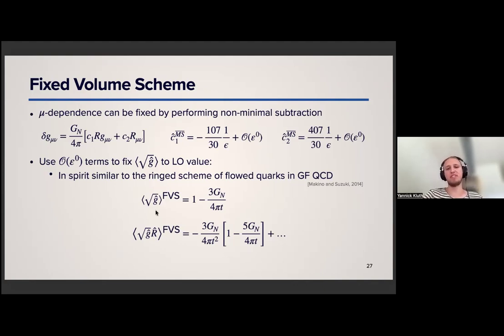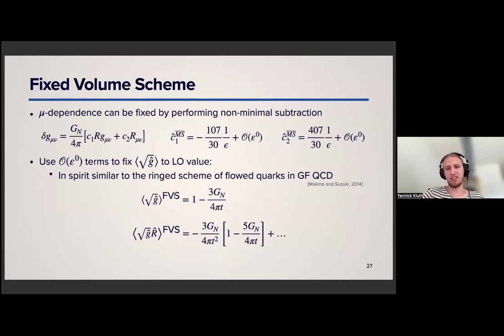The way we do this is we take the expectation value of the volume element. And in the scheme that we call the fixed volume scheme, we simply fix this operator to its leading order value. So we only introduce these terms here that we cannot change by a non-minimal subtraction of these initial conditions here.